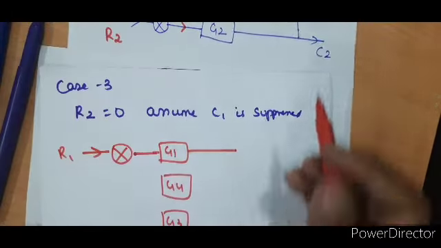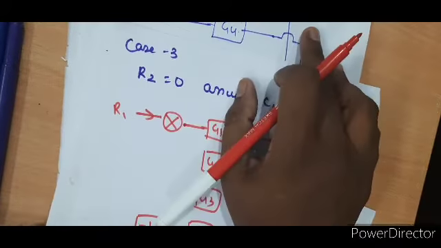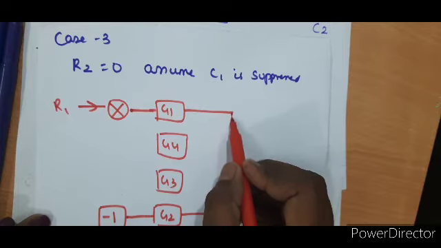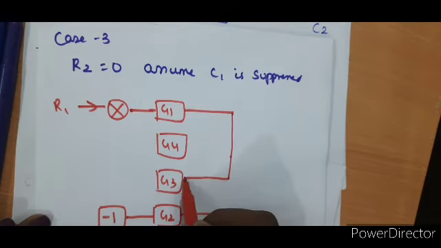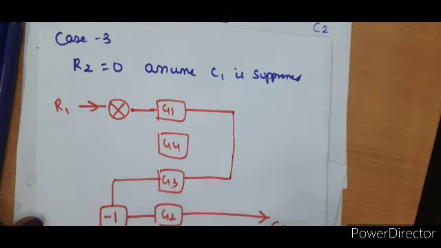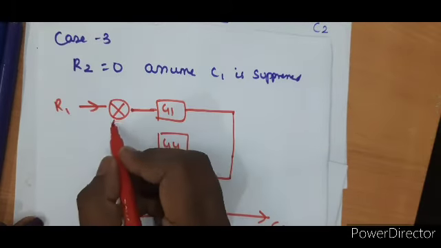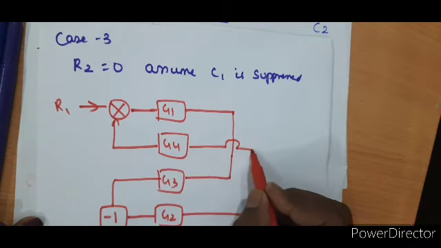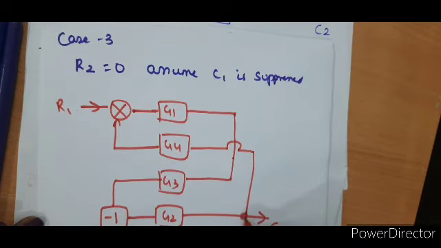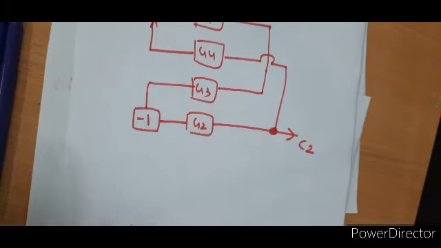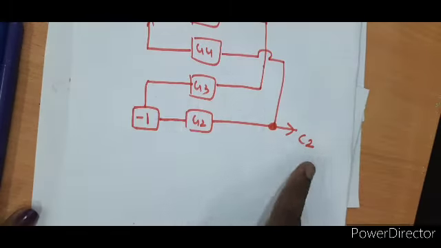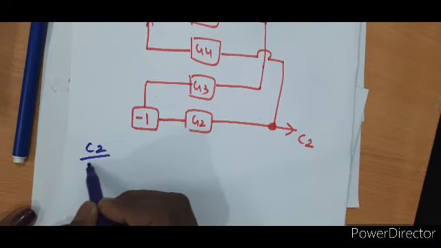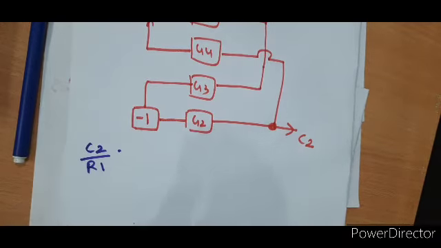C1 is not there. So C1 is suppressed here. Let me see how my output comes. Now it has to travel through G3, come and meet at this point. Next, from this, it will travel here and then come to this point. Okay. Now this is my circuit. Here I have R1 and C2. So my transfer function will be C2 by R1.